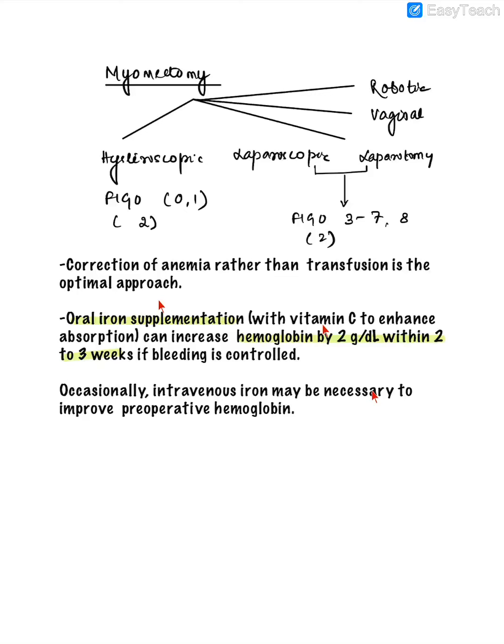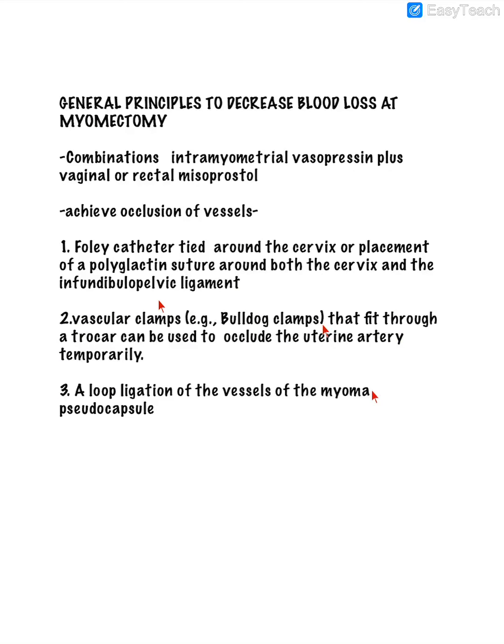If you are deciding to go for myomectomy and you want to correct the anemia, then it is better to go for iron supplementation rather than transfusion. Oral iron supplementation with vitamin C can increase hemoglobin by 2 gram per deciliter within 2 weeks of instituting iron treatment if the bleeding is controlled. Sometimes we may have to give intravenous iron also, like iron sucrose.